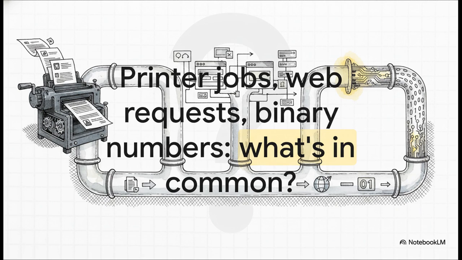So let me ask you a question. What on earth could a printer queue, a web server getting hammered with requests, and a weirdly specific task like generating binary numbers in perfect order, what could they all possibly have in common? Well, they all rely on one simple, elegant idea: waiting your turn. And in the world of code, the queue is the ultimate manager of that process.